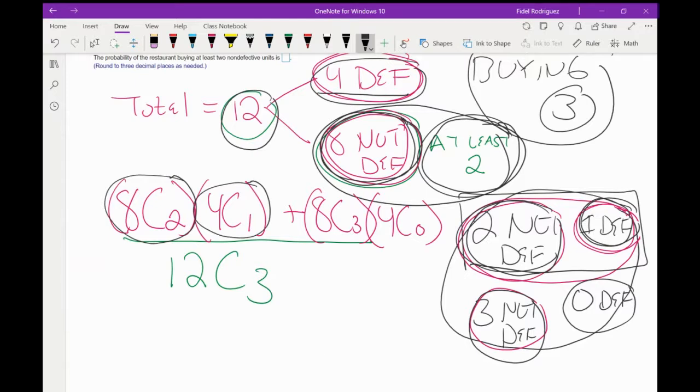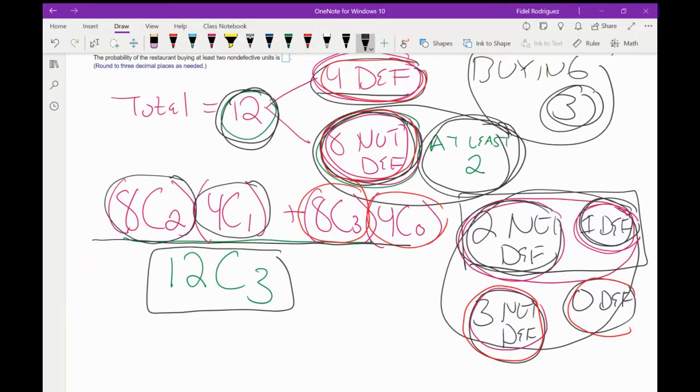The other case scenario we could say is, look, we're going to get all three being non-defective. So from the 8 that are not defective, we're going to pick 3 of them. That's how I got that number. And then from the 4 that are defective, we're not going to pick any. That's how I got this number. My denominator was from the total of 12, we were buying 3. So that's how I wrote this part out.